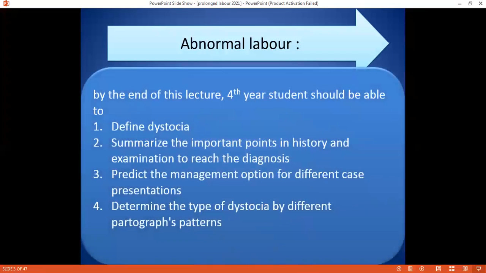By the end of this lecture, the student should be able to define dystocia, summarize the important points in history and examination to reach the diagnosis, predict management options from different case scenarios, and determine the type of dystocia by different partograph patterns.